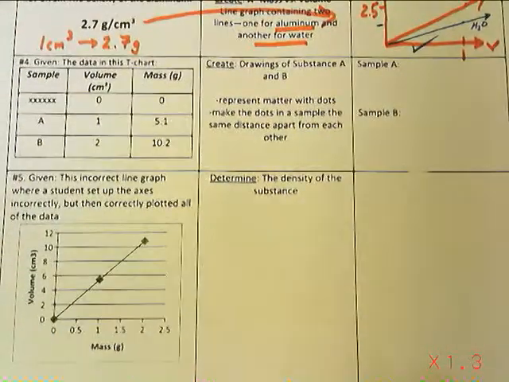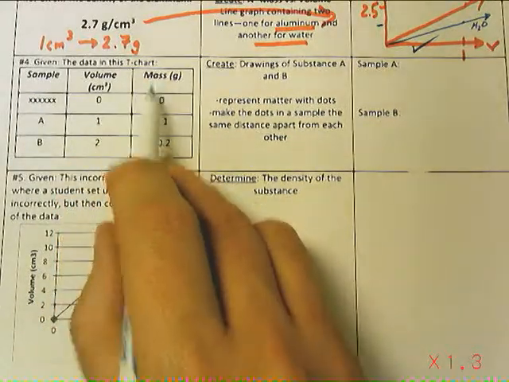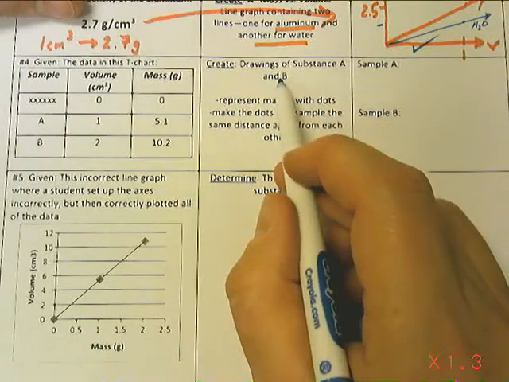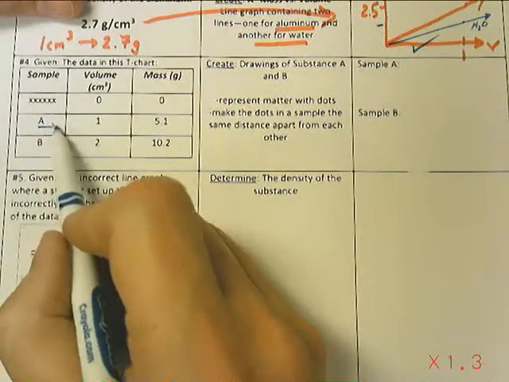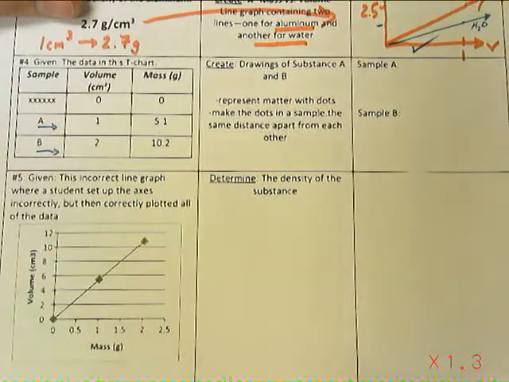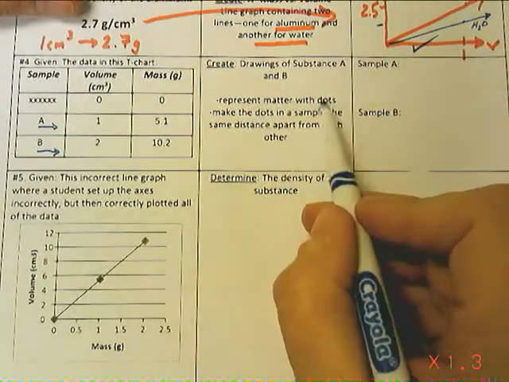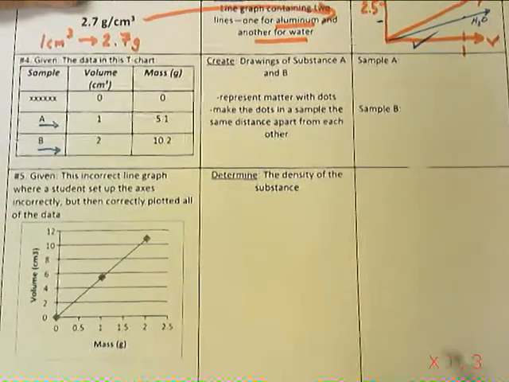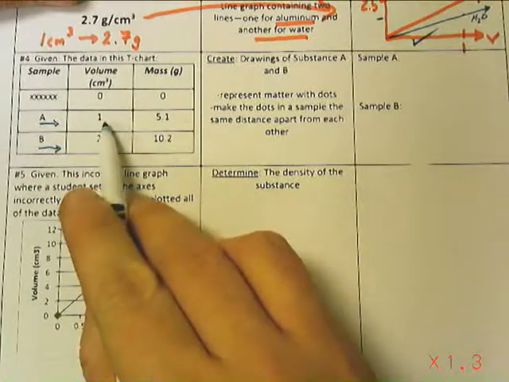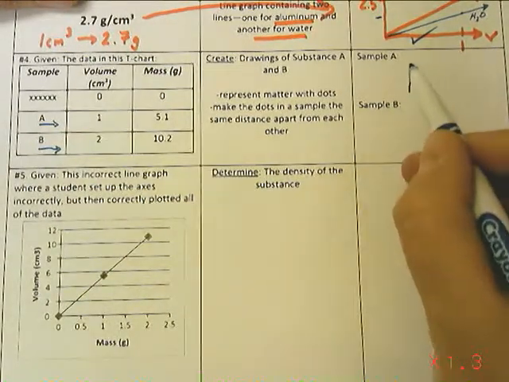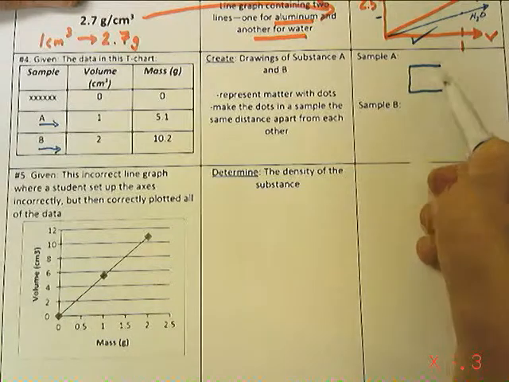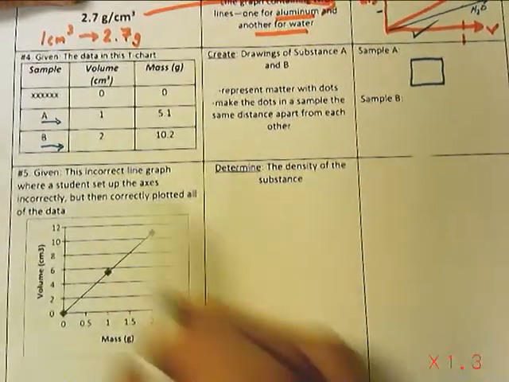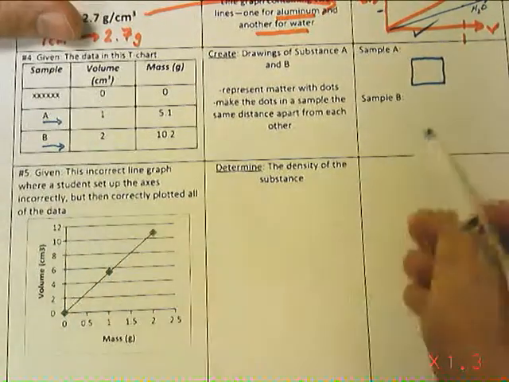Number 4, a series of volumes and a series of masses. And you're now asked to draw substance A and substance B. Here's substance A, here's substance B. Matter is to be represented with dots. Make the dots in the sample same distance apart from each other. So it appears as if sample A has a volume of 1 centimeter cubed. Sample B has a volume twice that.